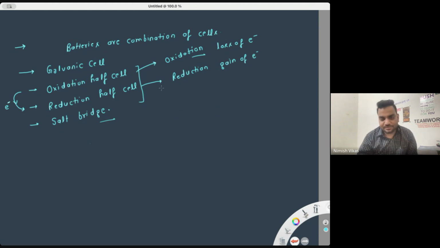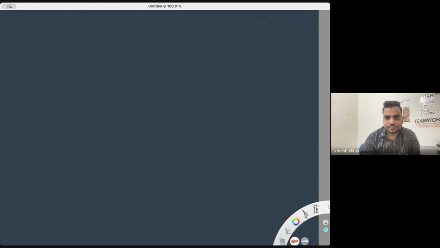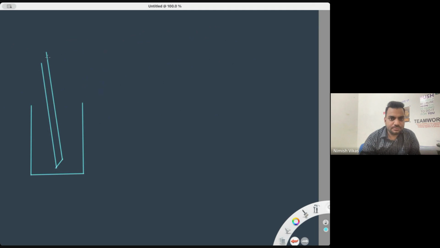So, the oxidation half cell. Any half cell will consist of two parts. One part is the electrode, the other part is the electrolyte. To construct it in your lab, we take a beaker and immerse one metal piece, mostly metal, because in non-metals we just have one option, graphite. This is called the electrode, and we fill one solution inside, which is called the electrolyte.